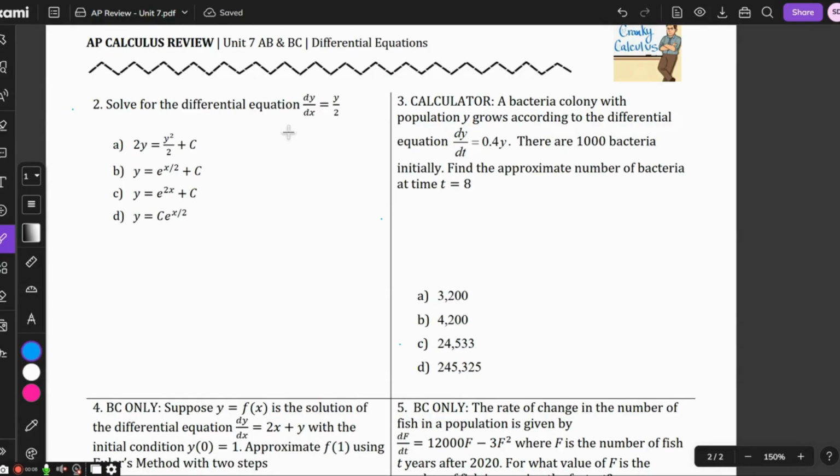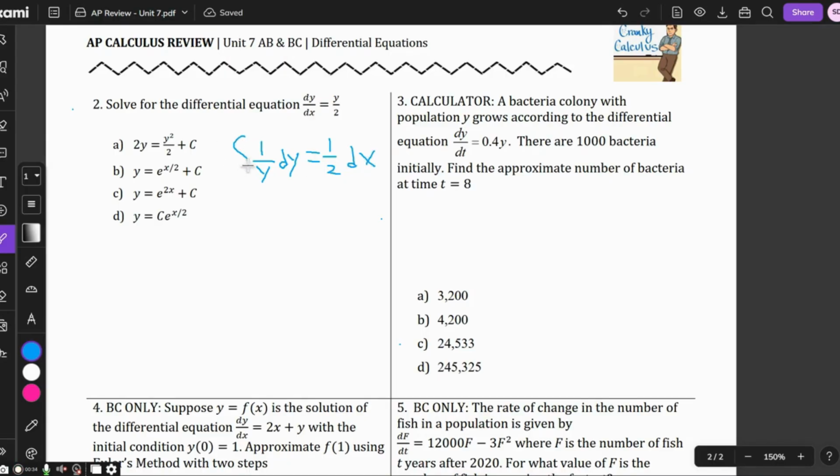So let's look at problem number 2. This is a classic differential equations question. I've seen these over my 20 years of experience, and it's a really common question on the AP exam, so you're going to want to know this. The first thing we're going to do is multiply to both sides. So we're going to get 1 over y dy equals 1 over 2 dx.